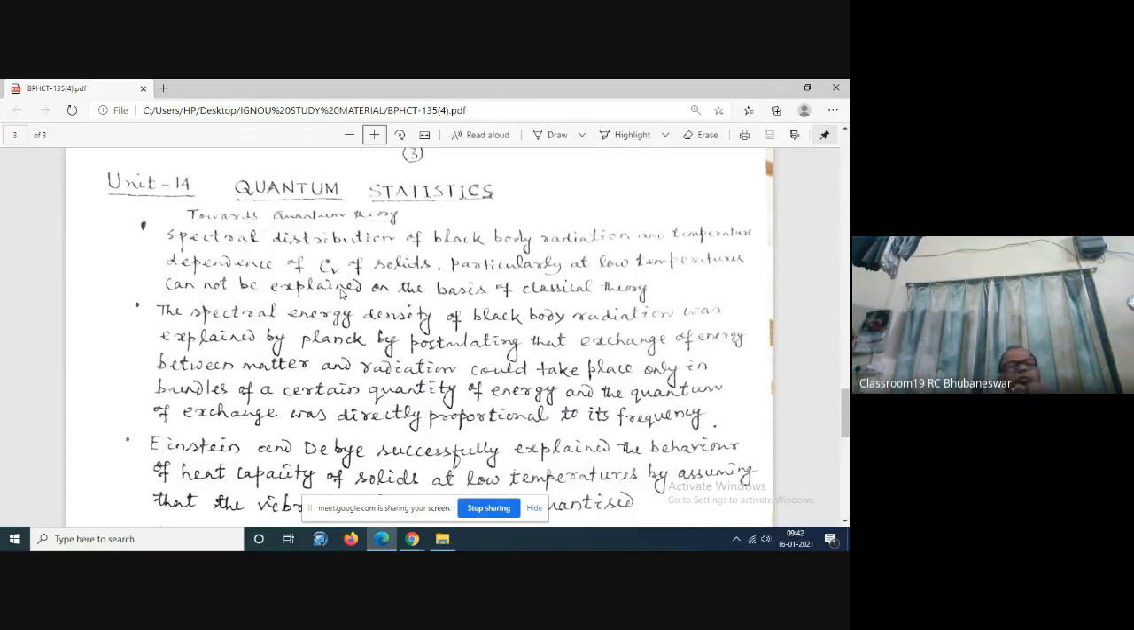The first question comes: why do we go for the quantum theory? Because in the 19th century, many problems arose which were not solved by the classical theory, and at that time people thought that classical theory had a limitation in explaining these, so we should go for, or think about, a new theory, that is the quantum theory.